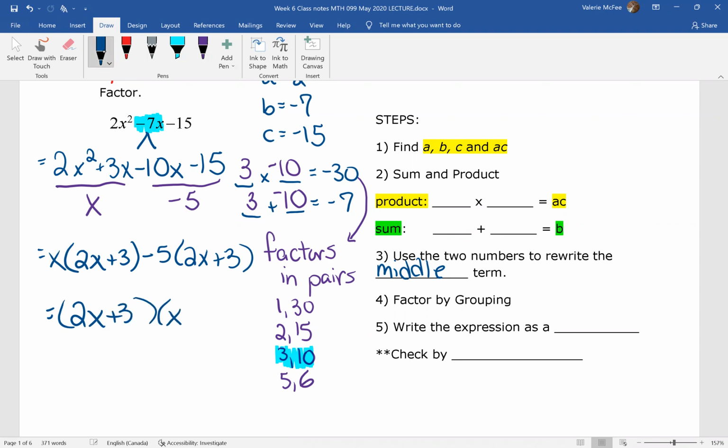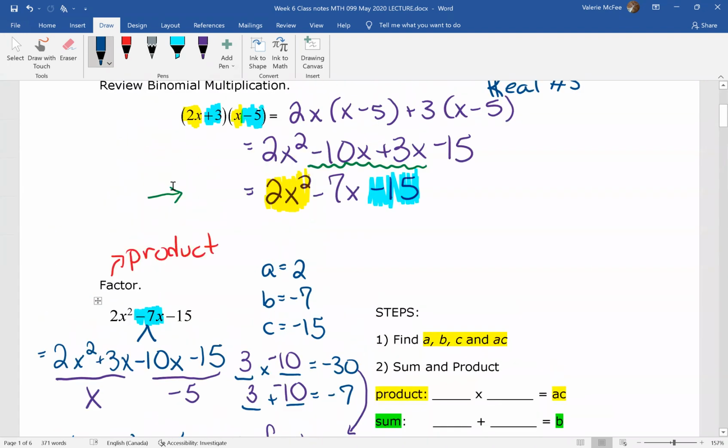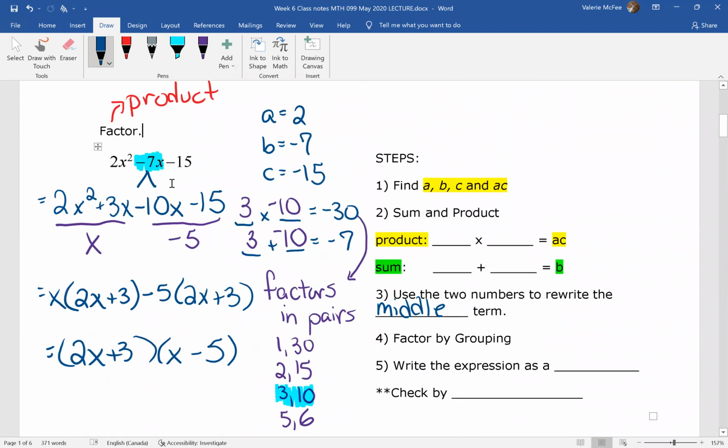And we're left with our quotient x minus 5. And we can go back and see that that's what we started with, 2x plus 3 times x minus 5. Remember that we have to have a product here. No adding and subtracting. We're multiplying two terms.